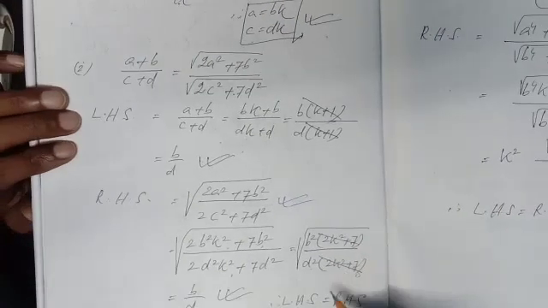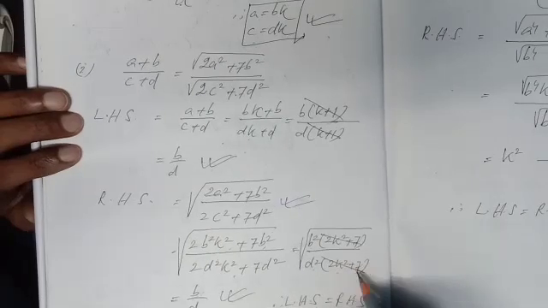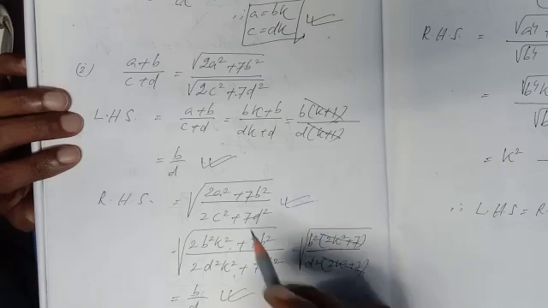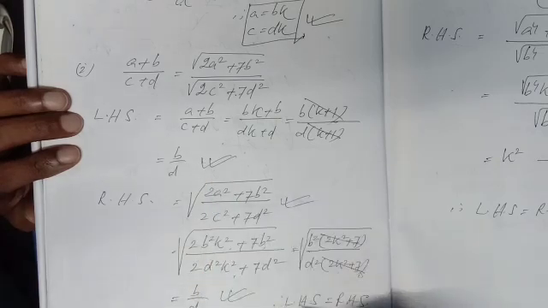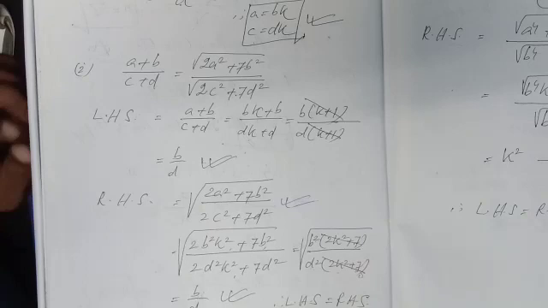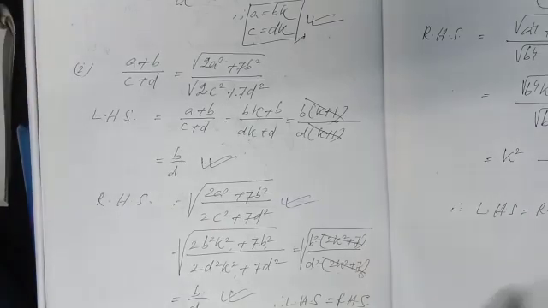Okay. Now this 2K square plus 7 and 2K square plus 7 cancel, square root of B square by D square will give you B by D. This is nothing but left hand side, so left hand side is equal to right hand side. In this way, question number 12 first part is completed.